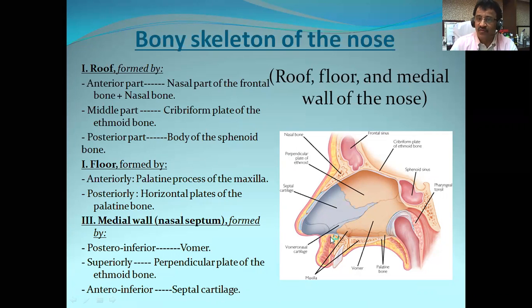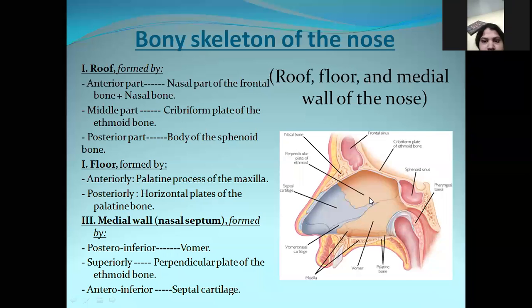Now we come to the floor. Here there is a floor, okay? Anteriorly, the floor is formed by the palatine process of the maxilla. We have studied this at the time of the hard palate. So this was hard palate structure. Now it has become the floor of the nose. It was the roof of the mouth. Now it is the floor of the nose. And posteriorly, the horizontal plates of the palatine bone here. So this is about the floor of the nose.